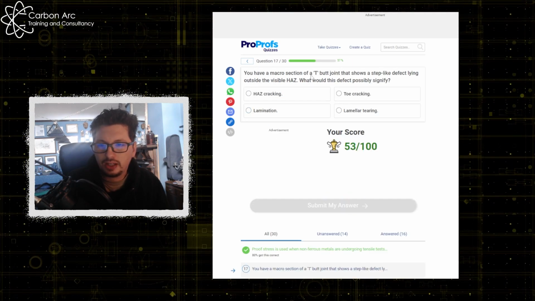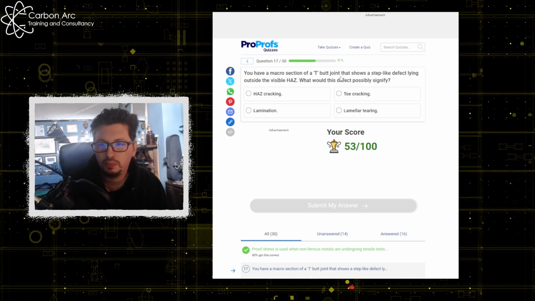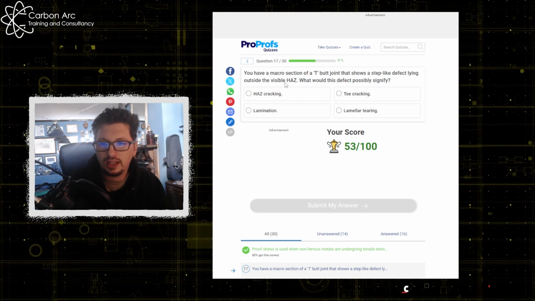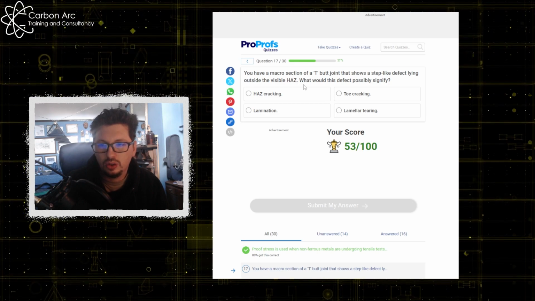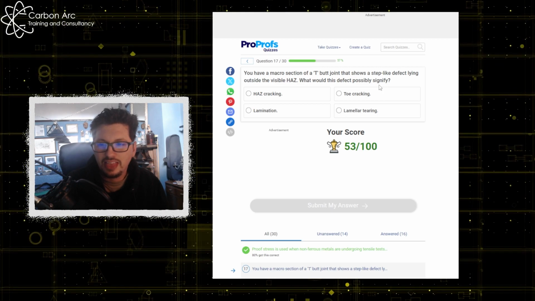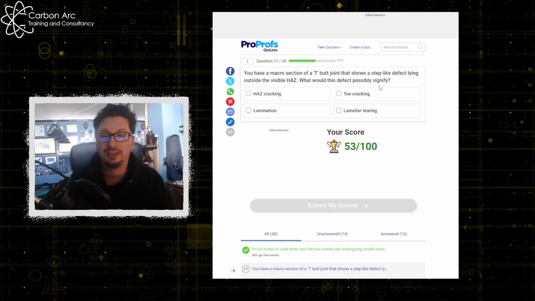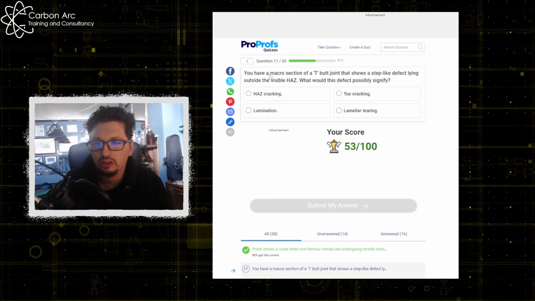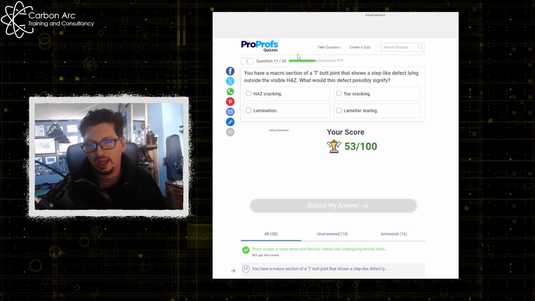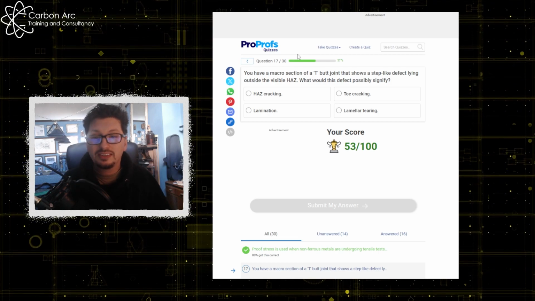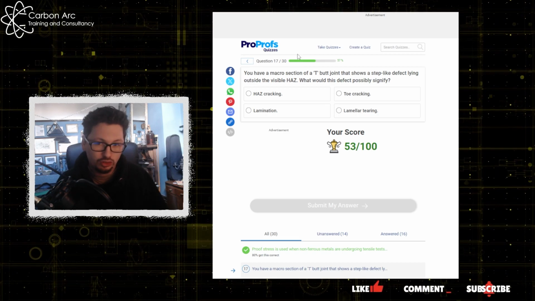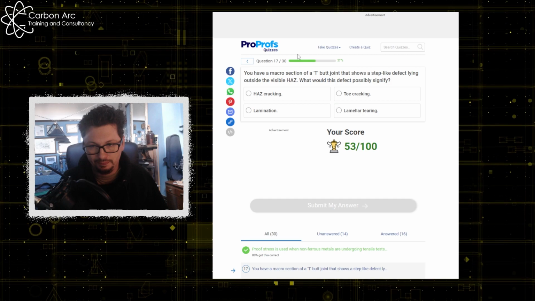You have a macro section on a T-butt joint that shows a step-like defect lying outside the visible HAZ. What would this defect possibly signify? So we have a macro section, a photograph of our cross section. We have an indication which is outside of the heat affected zone. So it's not heat affected zone cracking. It's not toe cracking because it's outside of the HAZ.